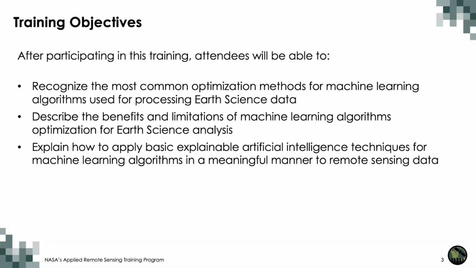So the training objectives of session 3: we're going to recognize the most common optimization methods for machine learning algorithms used for processing Earth science data. We're going to describe the benefits and limitations of some of these machine learning algorithms and optimizations for Earth science analyses. And then we're going to explain how to apply basic explainable artificial intelligence techniques for machine learning algorithms in a meaningful manner to remote sensing data.